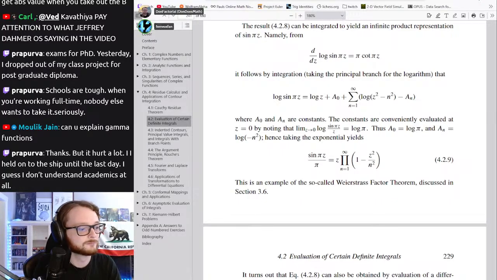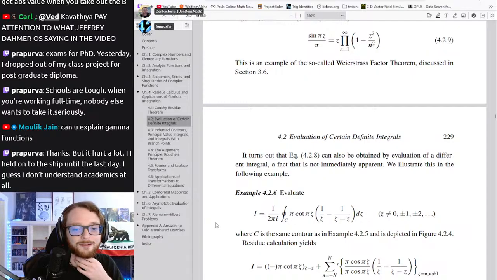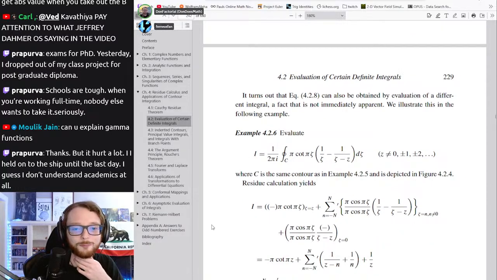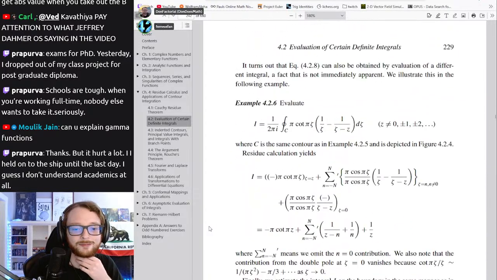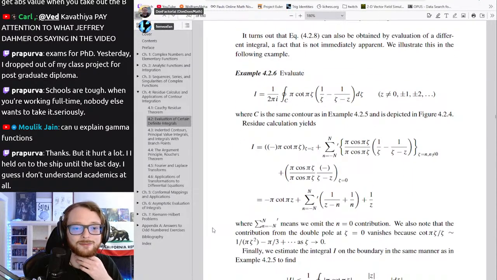This is an example of the so-called Weierstrass factor theorem discussed in section 3.6. Oh, it sounds like we skipped a bunch of stuff in 3.6 that would have helped. Yeah. And so I think this isn't the important part of the section. And then they show a second way of getting the same result with an even crazier integral.